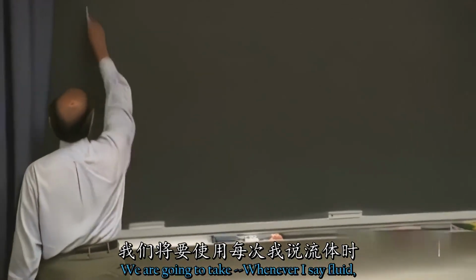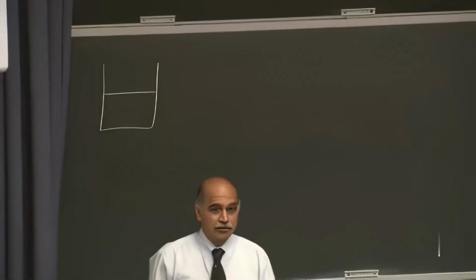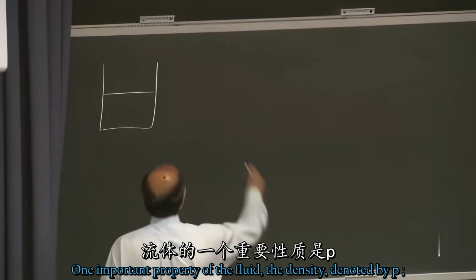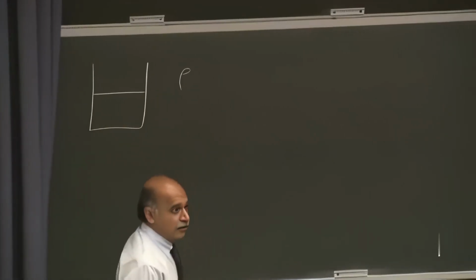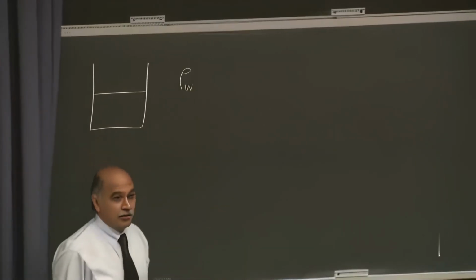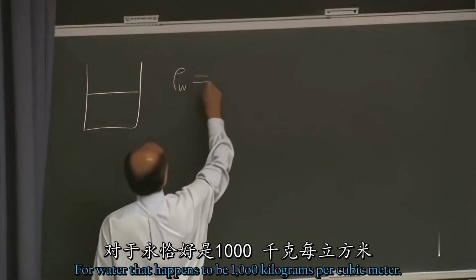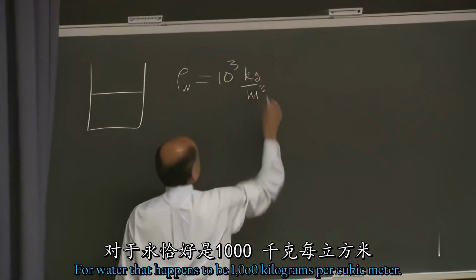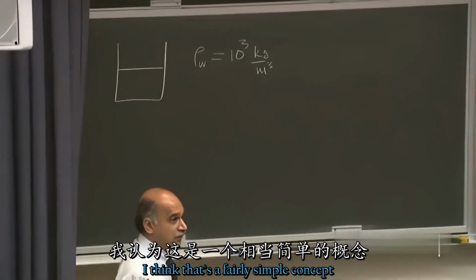Whenever I say fluid, you are free to imagine water or oil. That's a good enough example of a fluid. One important property of the fluid is the density, denoted by rho. Density of water, I will probably denote by a subscript W, and you know that's mass per unit volume. For water, that happens to be 1,000 kilograms per cubic meter. So let's not linger there. I think that's a fairly simple concept.